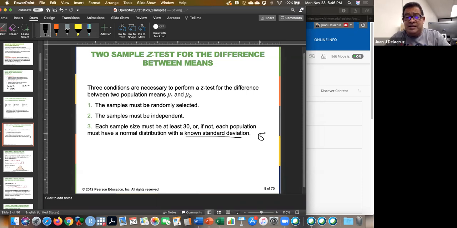We have gone through this several times. If I have a sample that is greater than 30, I don't care too much about sigma because I have the standard deviation of the sample, so that can be used. But if my sample is less than 30, I need to know the standard deviation of the population. Those are things that we already know. So that's the idea.